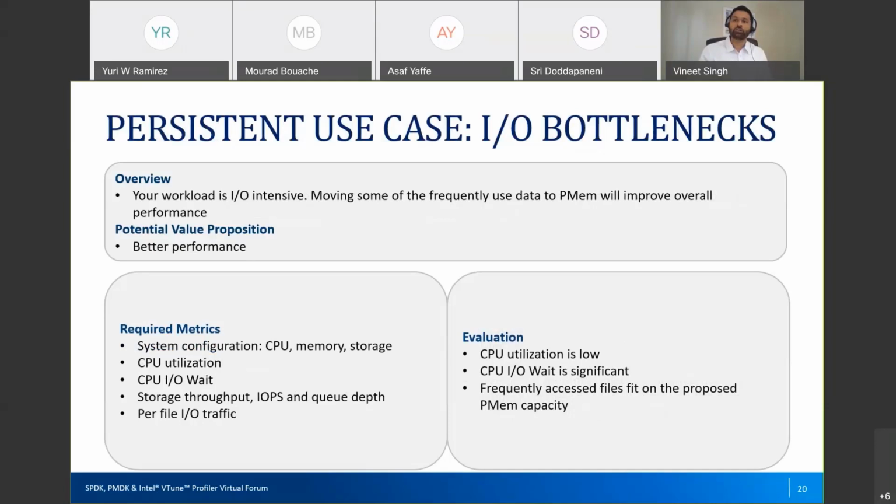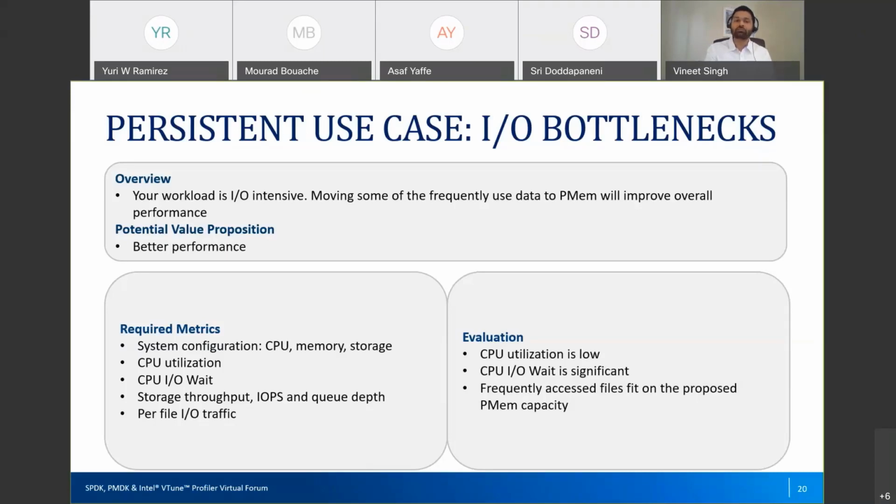Here, what you are talking about is you need some persistent data, which is available on your storage media. But if you place that persistent data on your PMEM, you will see a performance boost. The first thing you want to find out is whether you are actually IO bound, meaning that IO traffic is hitting your performance. So CPU utilization should be low, and there is a significant IO wait because of this traffic going to the storage media.